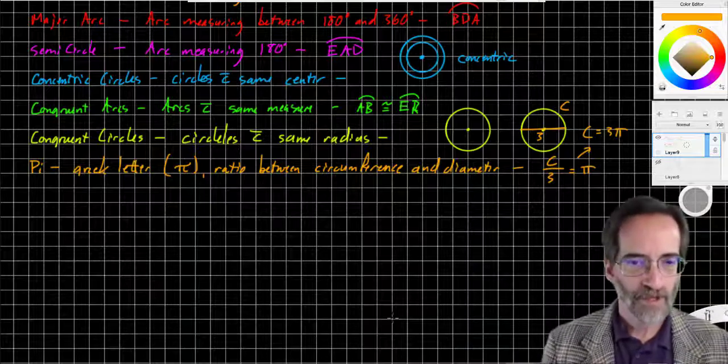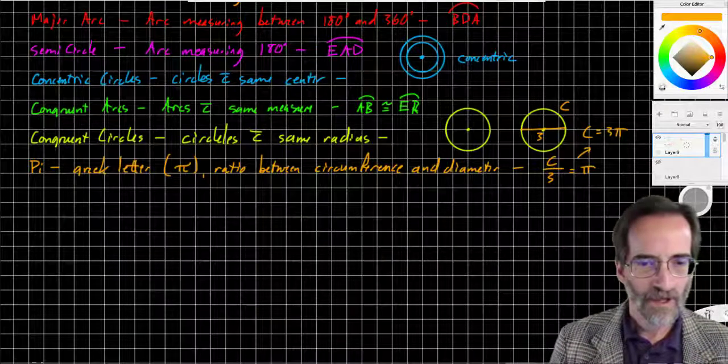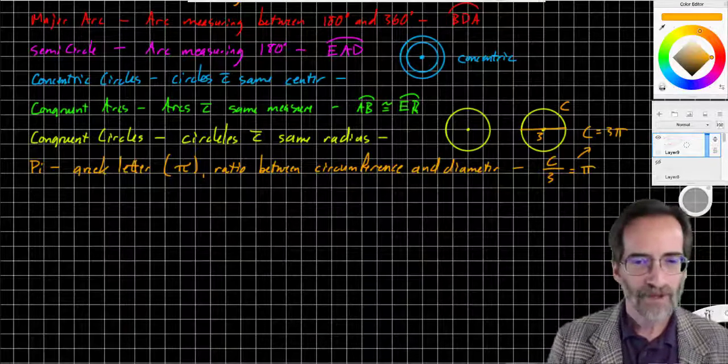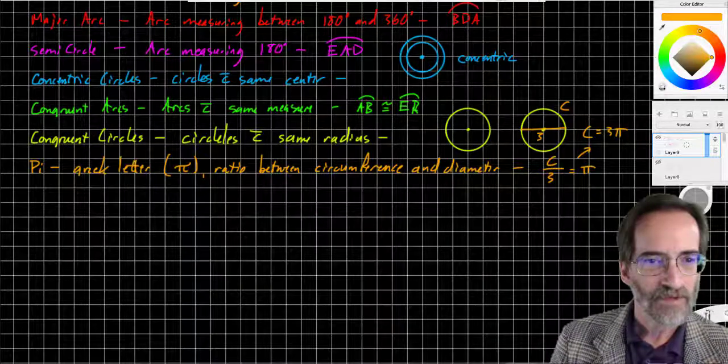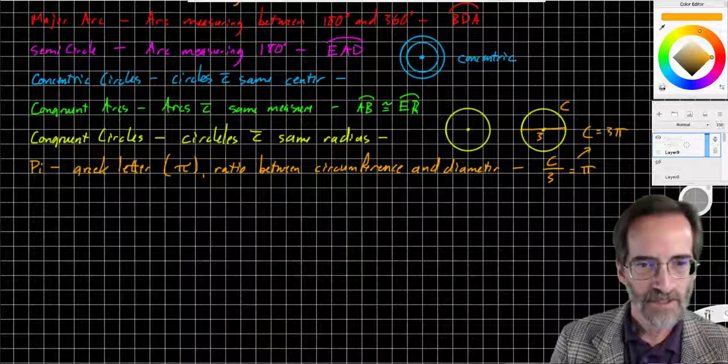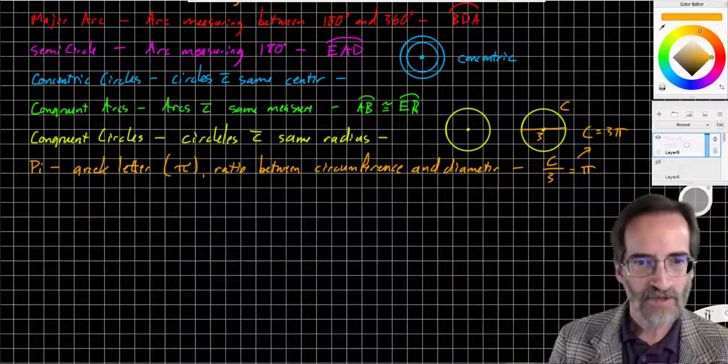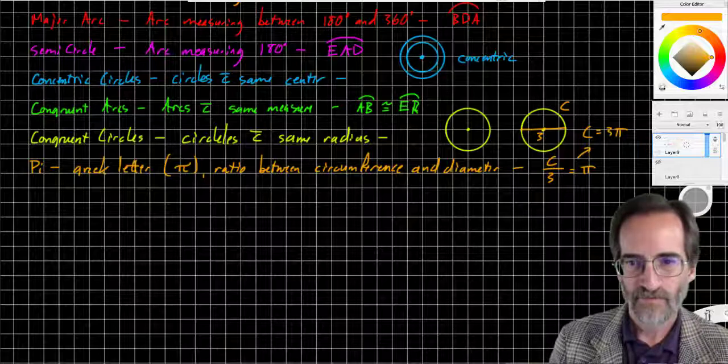Pi, radius, and semicircle. Okay, we got them all. All right, so that's lesson 6. Lesson 7, areas of circles and sectors. This is the last lesson.